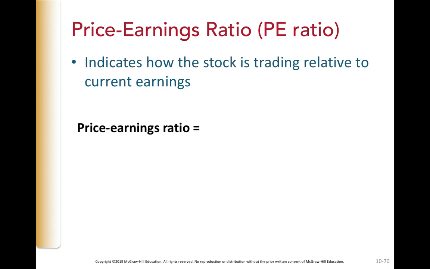Next up, we've got the price-earnings ratio, or the PE ratio. This indicates how stock is trading relative to current earnings. Price-earnings ratio is calculated by taking stock price divided by earnings per share.